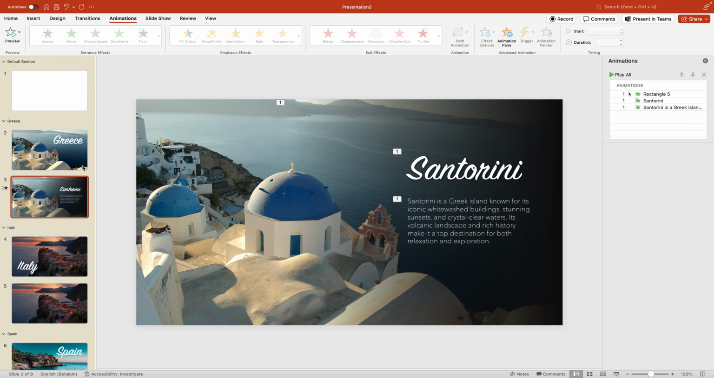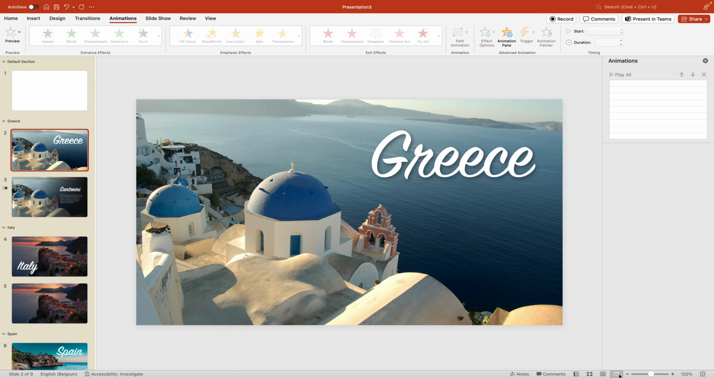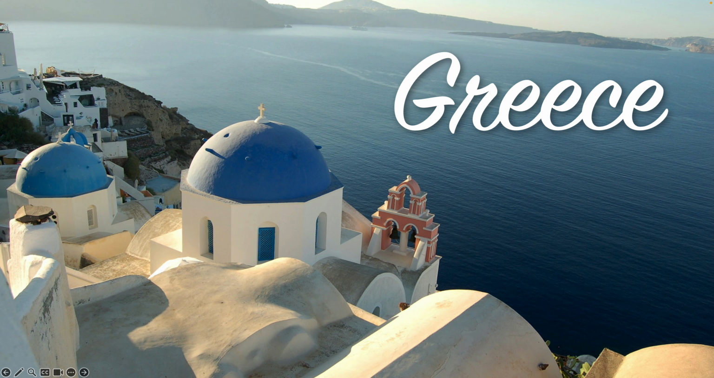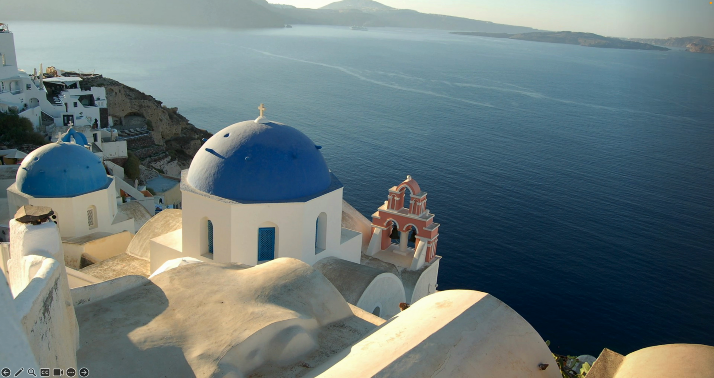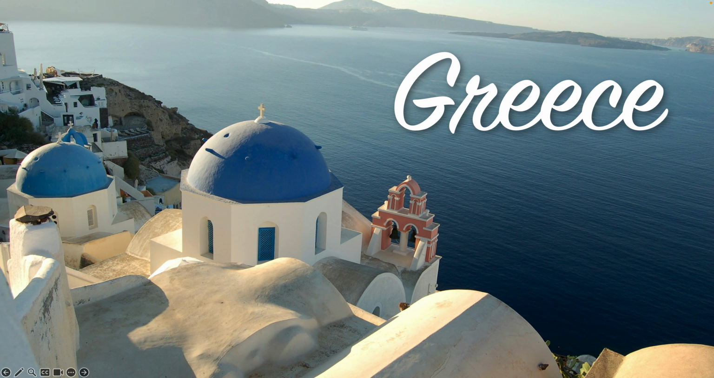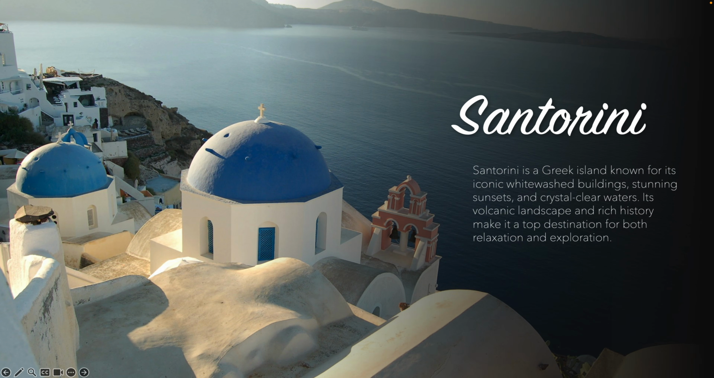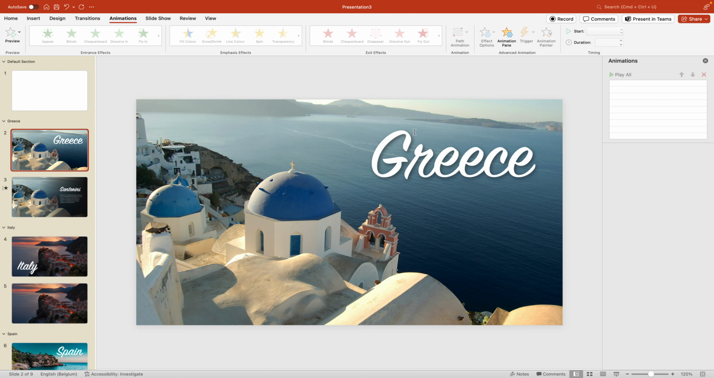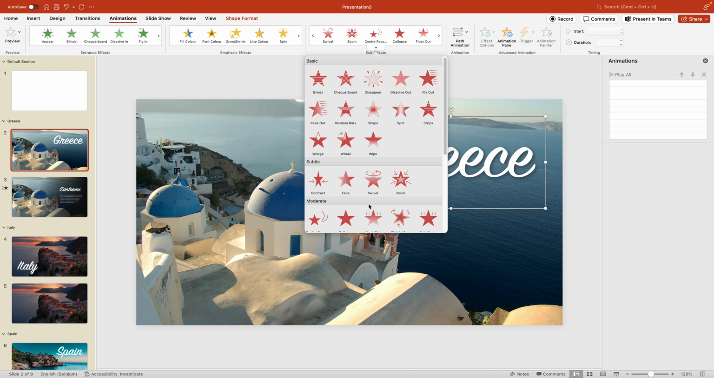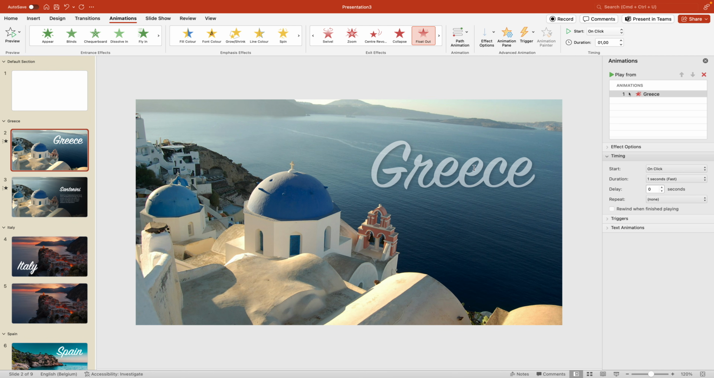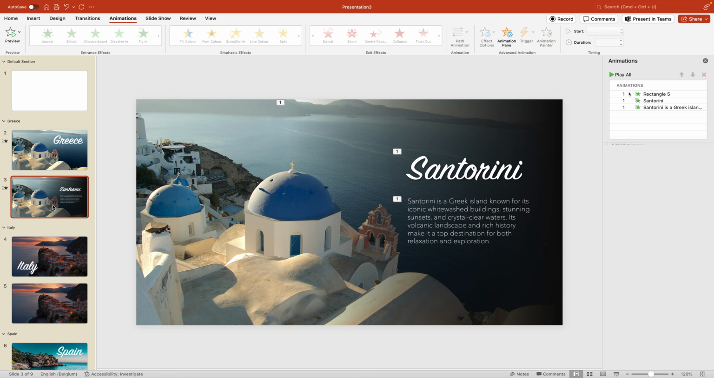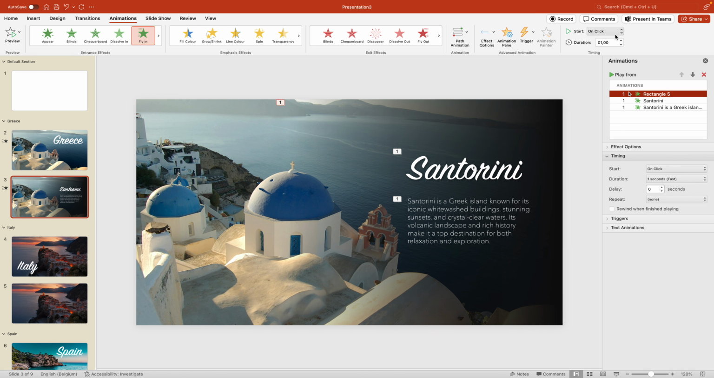So let's just preview what this looks like if we play it from the start. Here we have the Greece opening slide, and as soon as we click, it will disappear, and then the text will fly in. I think the disappearing part is a bit odd, so I'm going to adjust that one. So go to Greece. I think a float out animation, this one, it's a bit more subtle, that's the one I want. Go to the second slide, and then this, I think we can do it.